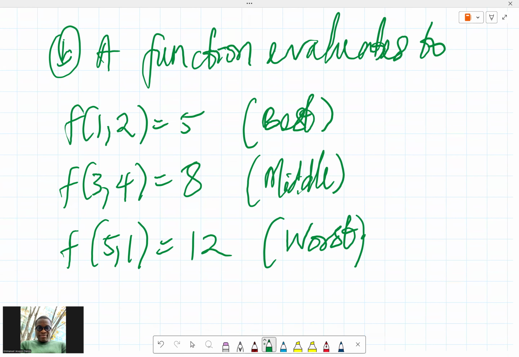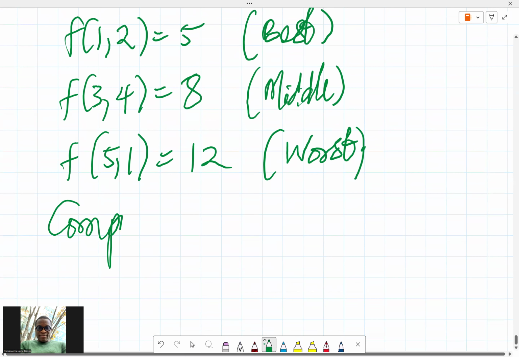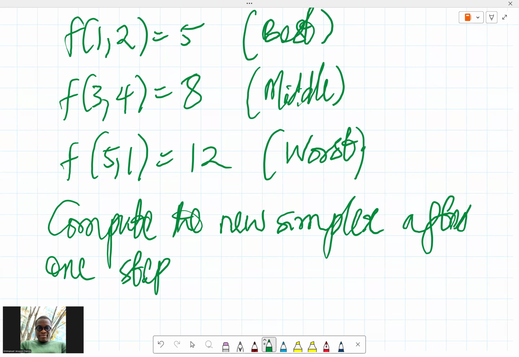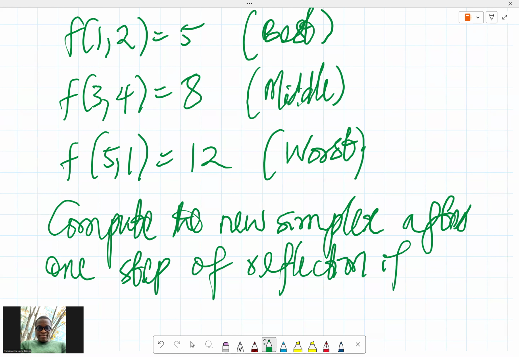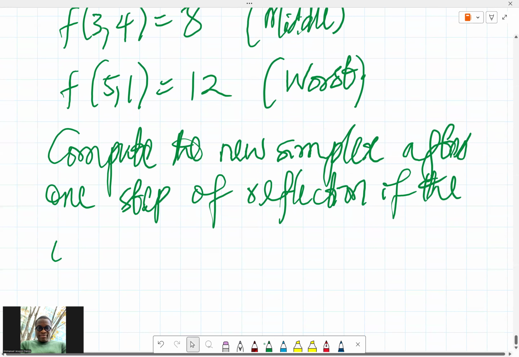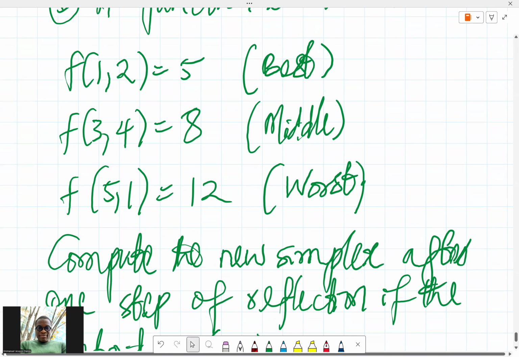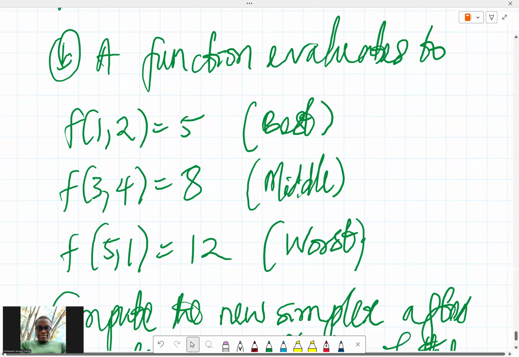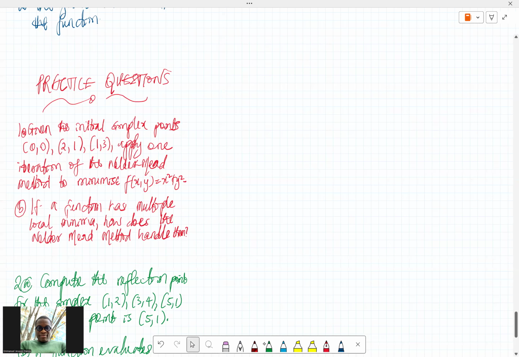Okay, so the question is to compute the new simplex after one step of reflection. If the centroid is 2 comma 3. Of course, the centroid is 2 comma 3 because 1 plus 3 is 4, 4 divided by 2 is 2, 2 plus 4 is 6, divided by 2 is 3. So that's the centroid. Let me see your efforts in the comment section as far as this is concerned.